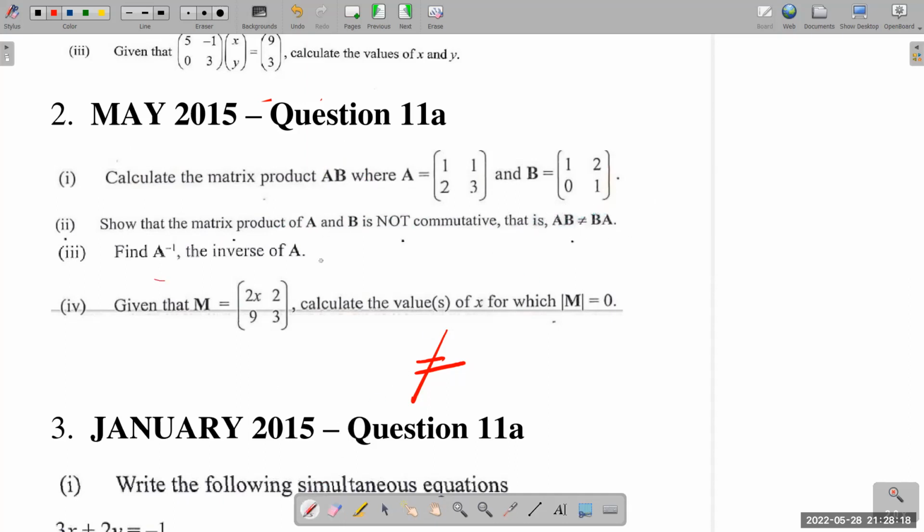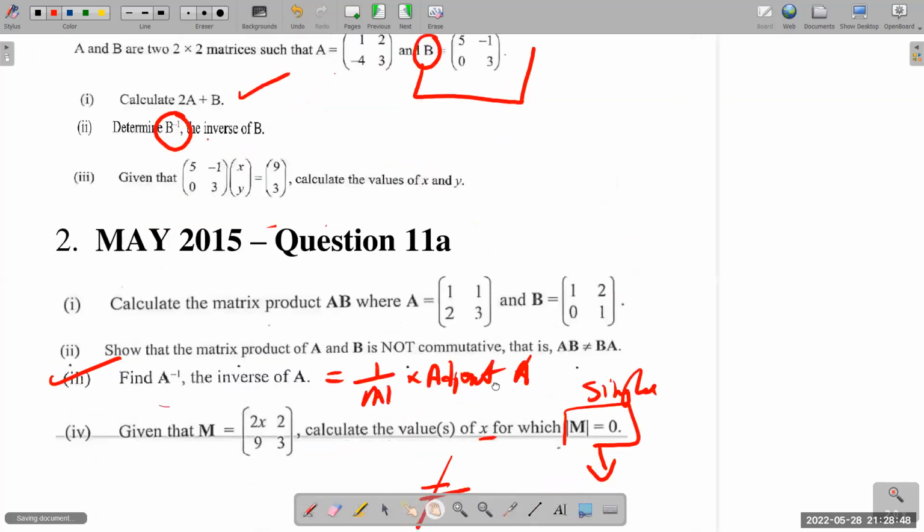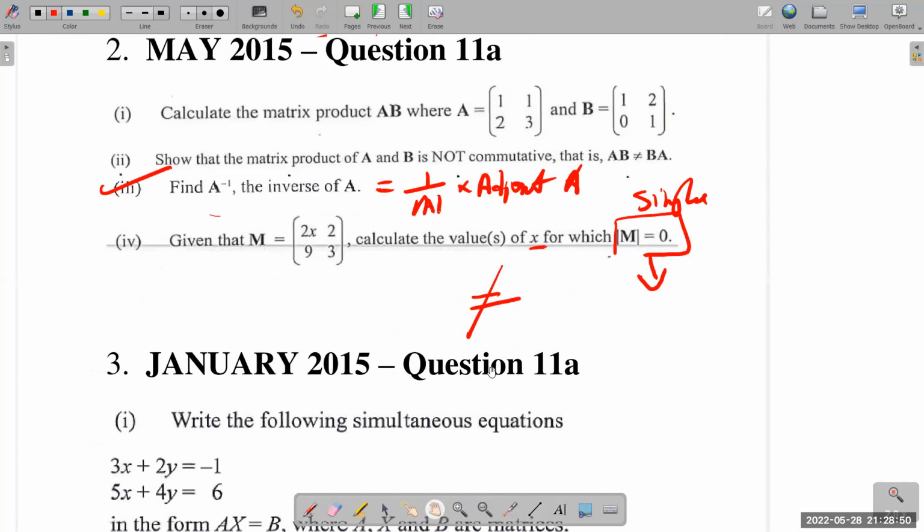Next, find A inverse. We know the formula: 1 over the determinant of A times the adjoint of A. We did this, so everybody should be able to handle it. Next one, given that M is equal to this, calculate X for which M is singular. You see, they're just changing it. Rather than saying the word singular, they tell you that the determinant is equal to 0. It's the same exact question that came in the year before, just seen in a different way.